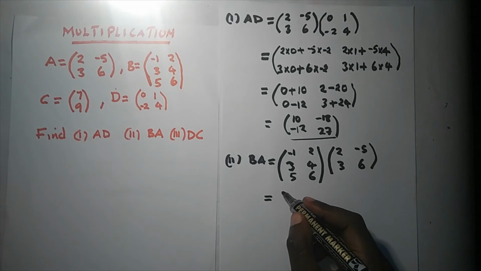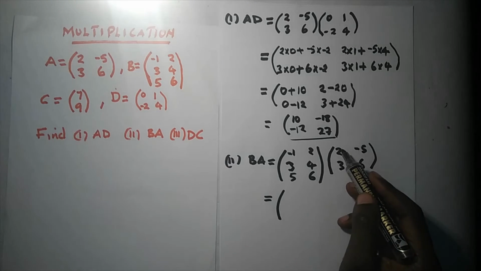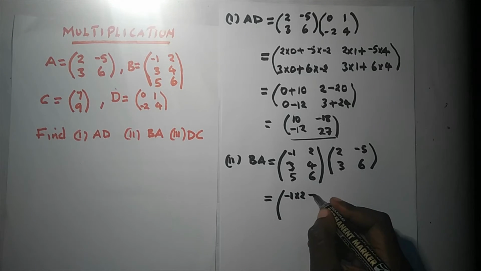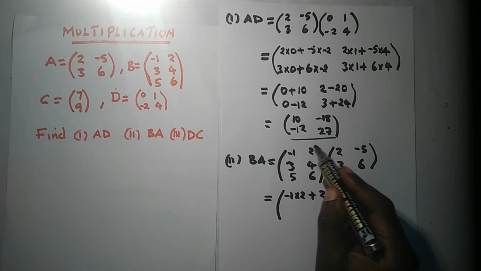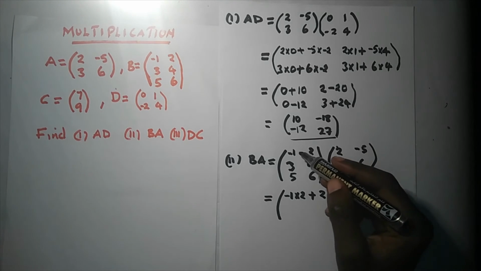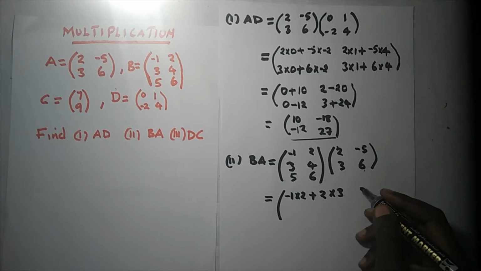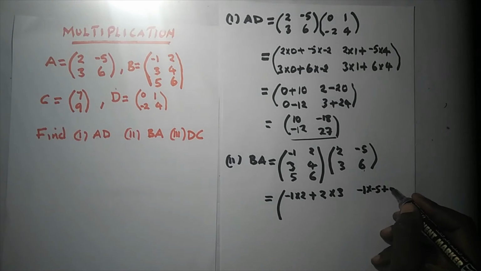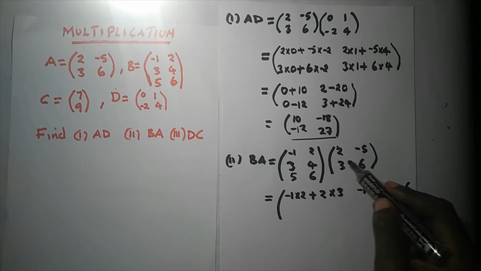So here we are going to multiply now -1 times 2. So we are going to have -1 times 2 plus 2 times 3. So this -1 times this 2 plus this 2 times the 3 down here. And then by using the top row again, we can multiply now with this column this side. So we are going to have -1 times -5 plus 2 times 6.